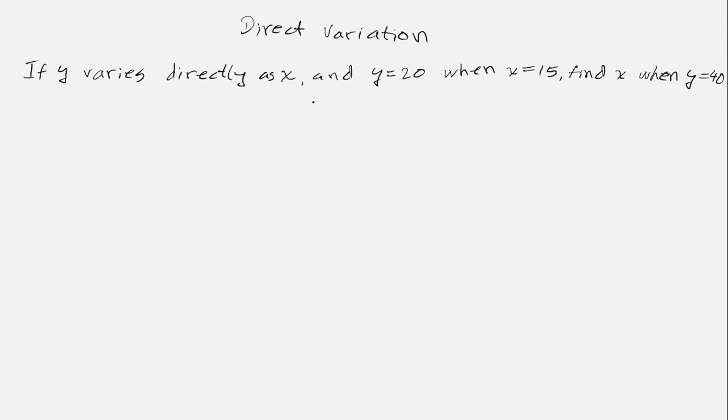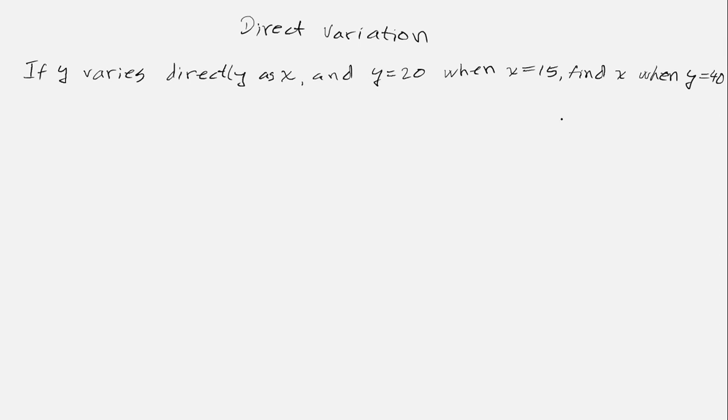Let's solve a direct variation problem. So if we have a problem like this: if y varies directly as x, and y is equal to 20 when x is equal to 15, find x when y is equal to 40.